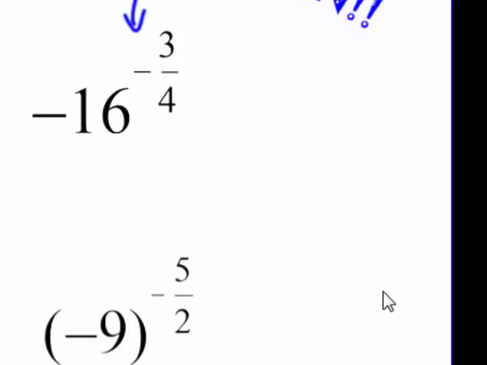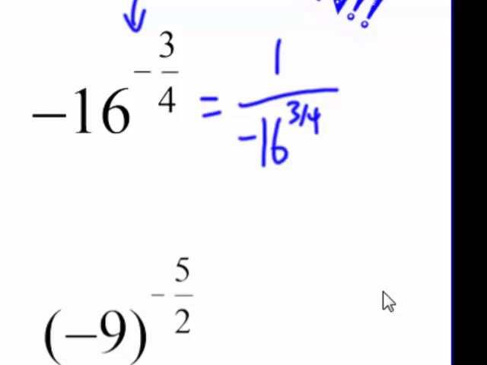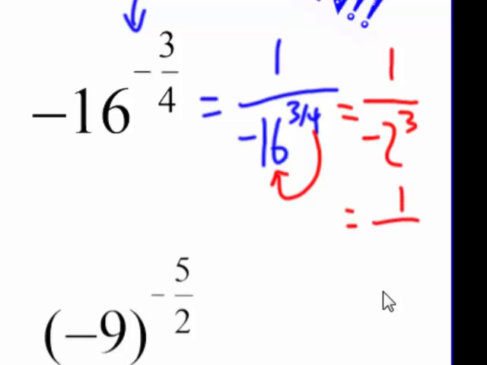So let's deal with this negative fraction first. So put it on the other side. So negative 16 to the 3/4, positive 3/4. Remember this negative sign's out front, so we'll just do it at the end. So the fourth root of 16 is 2, and 2 cubed is 8, so I got 1 over negative 8, or negative 1/8.